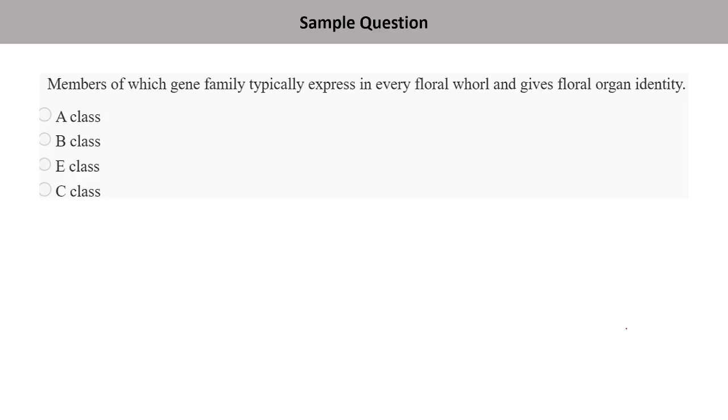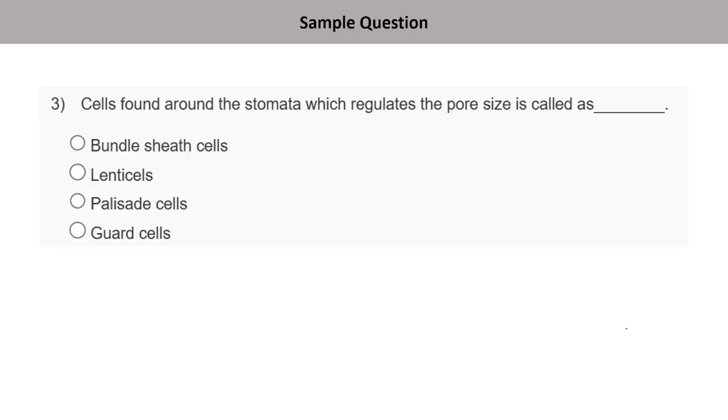So our question was, member of which gene family typically expresses in every floral whorl and gives floral organ its identity. The answer will be E class, because E class genes, if they are not present, the flower itself will not be formed and there will be no floral organ. That is why to give floral organ its identity, E class genes have to be expressed, and therefore the answer is E class genes.